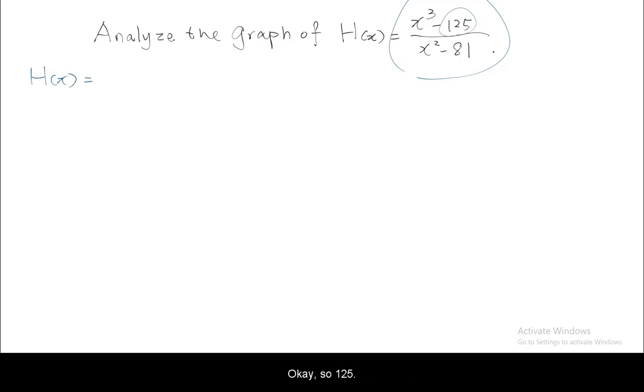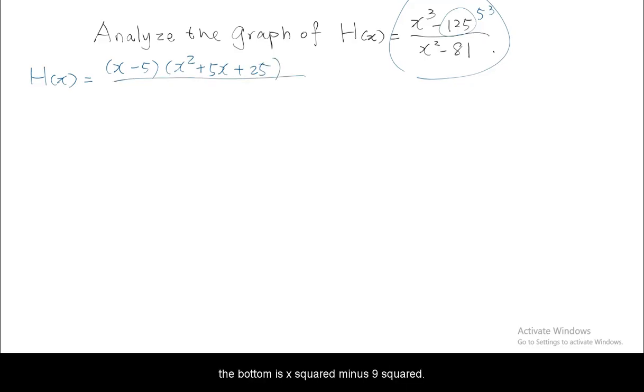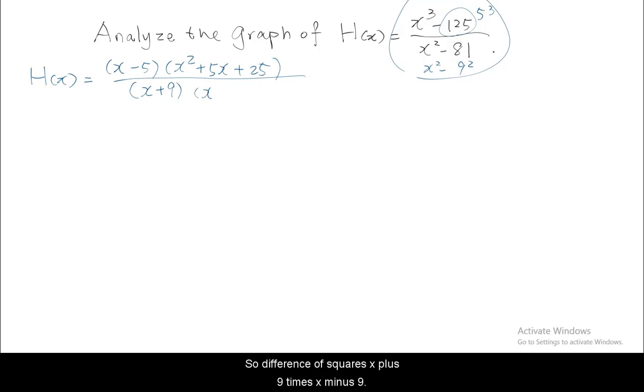Okay, so 125, we can see it as 5 cubed, so it's x cubed minus 5 cubed. We will use a difference of cubes formula, so that's x minus 5 times x squared plus 5x plus 25 over the bottom, which is x squared minus 9 squared. So difference of squares, x plus 9 times x minus 9. Nothing to cancel out here. We have no common factors, so we can say it's in lowest terms.